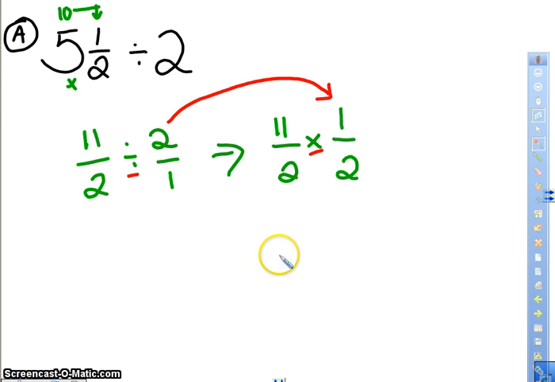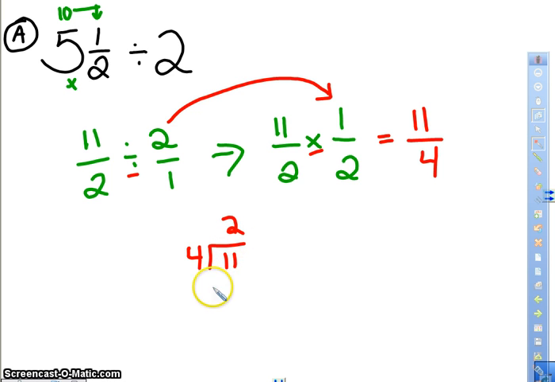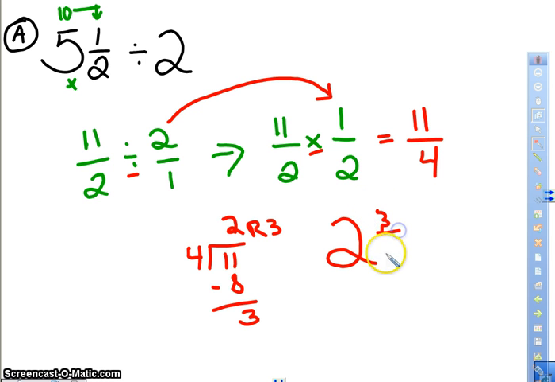Okay, at this point we're going to try to cross reduce. There's nothing I know of that can go into 2 and 1 other than 1. Nothing that can go into 11 and 2 other than 1. So I'm done with that. I'm going to multiply across. 11 times 1 is 11. 2 times 2 is 4. And then I want to know how many times 4 can go into 11. Well, 4 goes into 11 2 times, with a remainder of 3. So that means it's going to be 2 and 3/4. 2 and 3/4. And that's my answer.